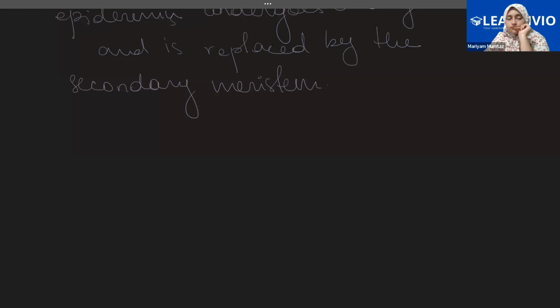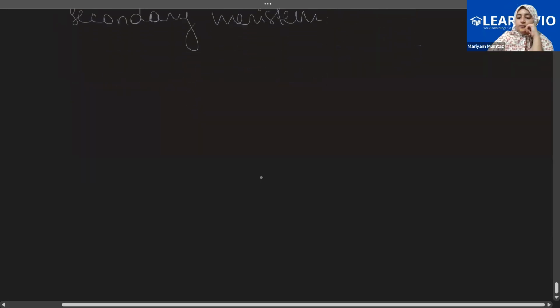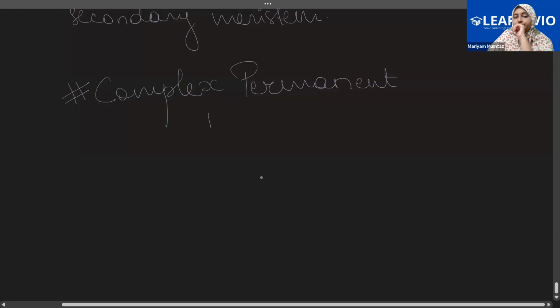All right. With that being said, we have completed the simple permanent tissues. The whole part about simple permanent tissue gets completed with the completion of sclerenchyma. Now we'll move on to the next, that is the complex permanent tissues. Who can tell me what a complex permanent tissue is?